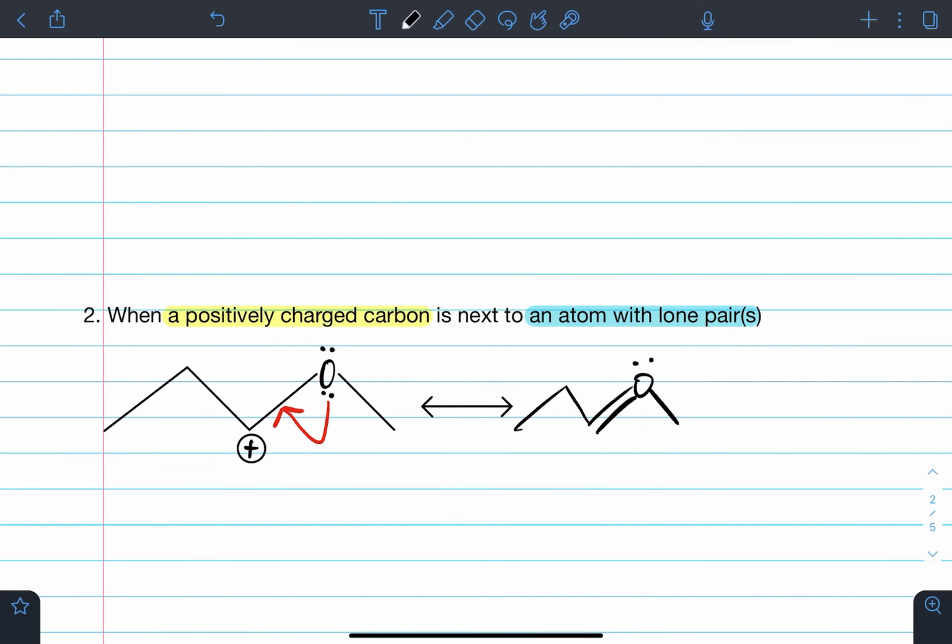Okay, now let's see what's the consequence of this movement, okay? So let's pay attention to the oxygen first. Before, the oxygen is perfectly neutral, right? It has 2 bonds, 2 sets of lone pairs. So the formal charge is 6 minus 6 equals 0. Thus, we don't have a positive sign or negative sign by oxygen.